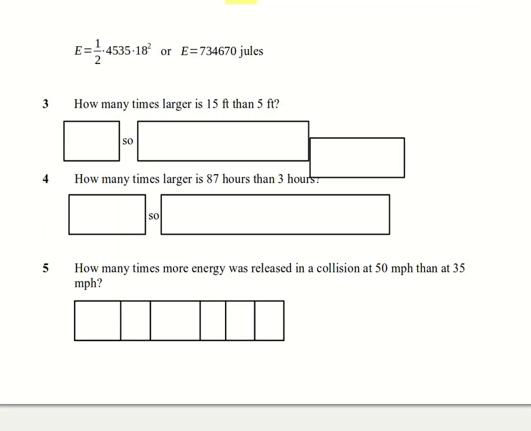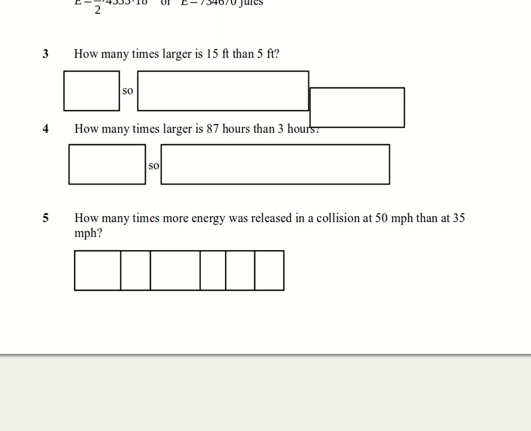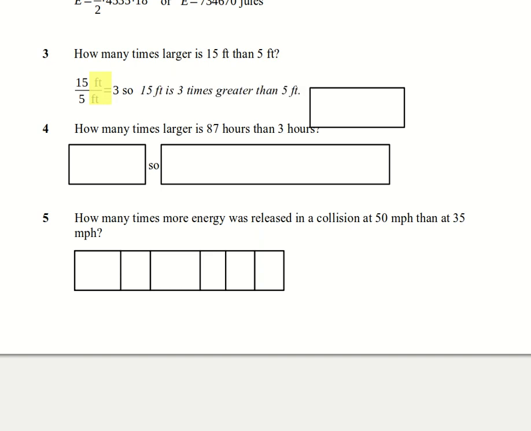The next two questions ask us if we can compute how many times larger one thing is than another. So how many times, a question about multiplication, is solved with division. So we're going to set this up as a fraction, the larger one over the smaller one. The feet are going to cancel. Feet upstairs, feet downstairs, units cancel in the same way everything else does, essentially. So we're left with 15 divided by 5, which is 3. So we can say that the larger distance, 15 feet, is 3 times greater than 5 feet.